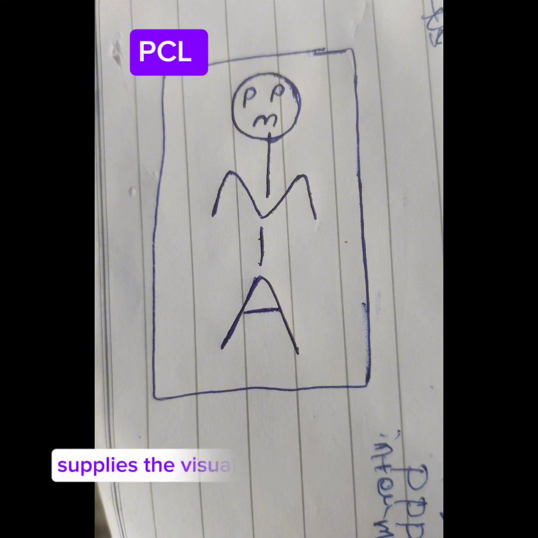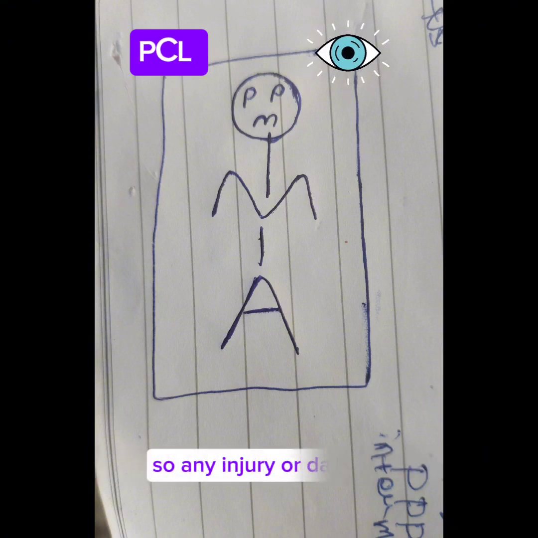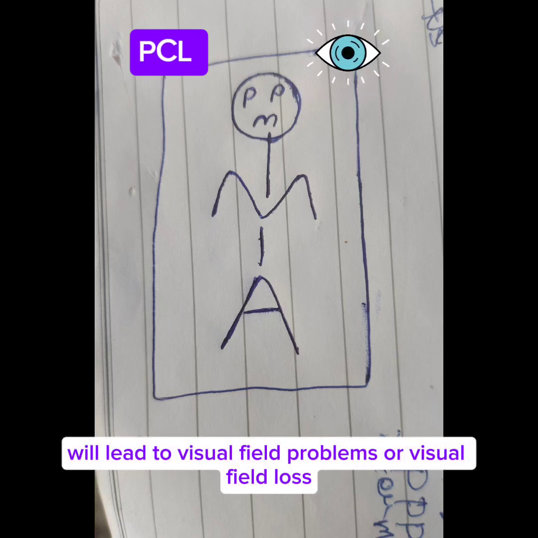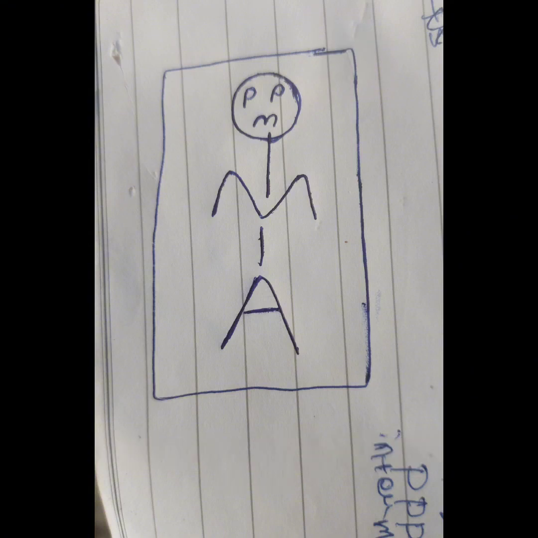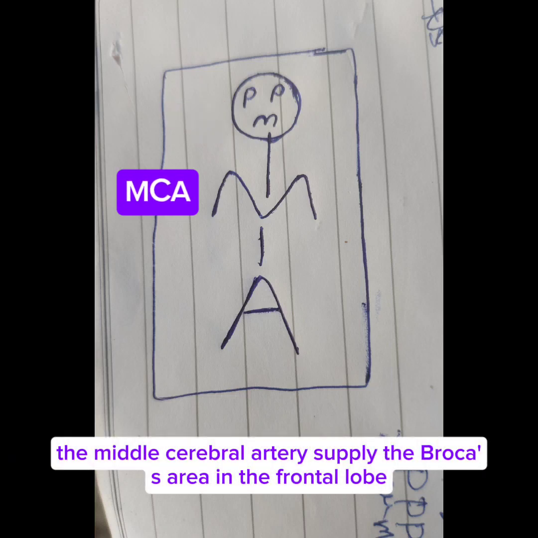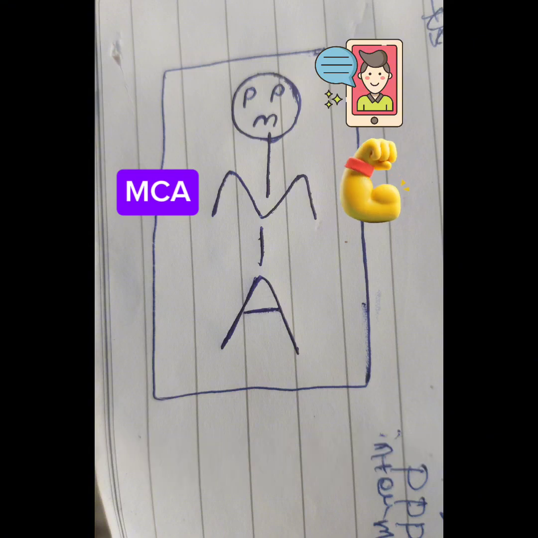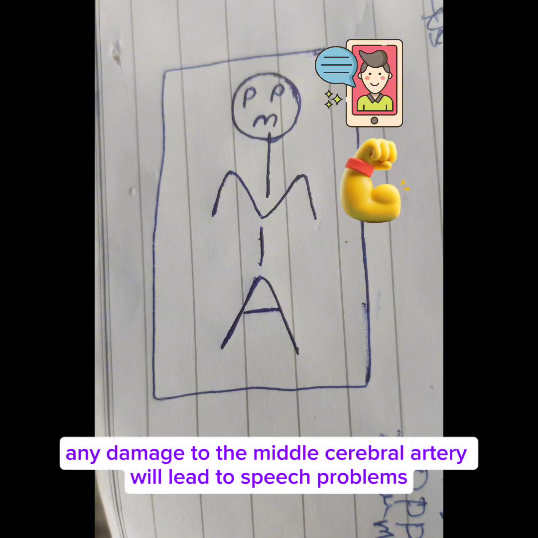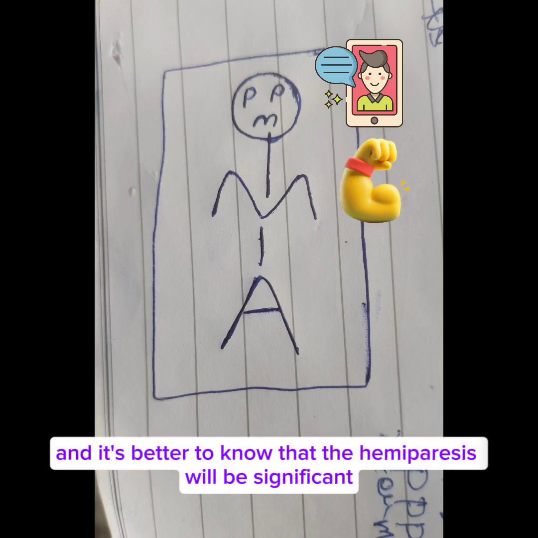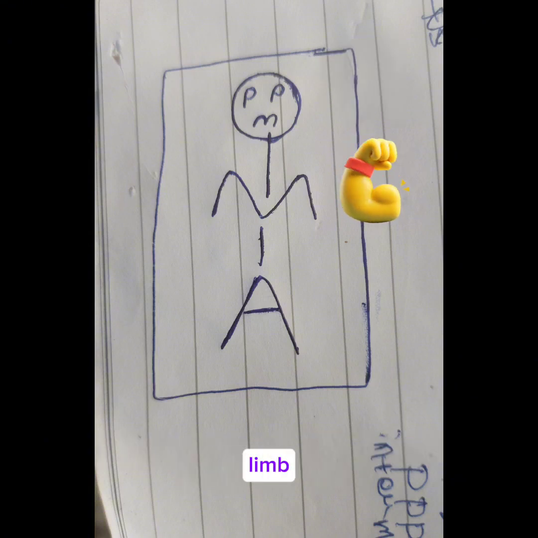posterior cerebral artery supplies the visual area in the occipital lobe. So any injury or damage or stroke in the posterior cerebral artery will lead to visual field problems or visual field loss, mainly, not only. And the second letter is M, which is for middle cerebral artery. The middle cerebral artery supplies the Broca's area in the frontal lobe and the motor area. Any damage to the middle cerebral artery will lead to speech problems like aphasia and hemiparesis. And it's better to know that the hemiparesis will be significant in the upper limb.